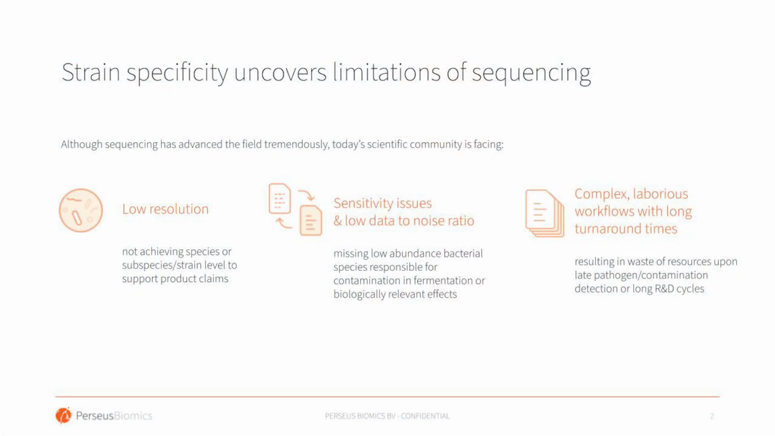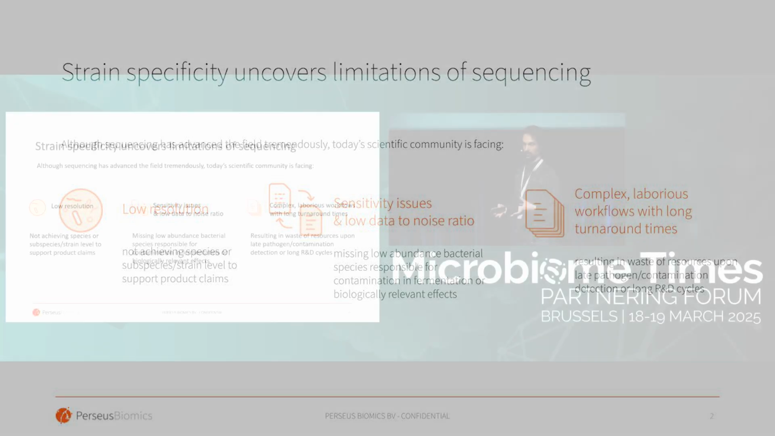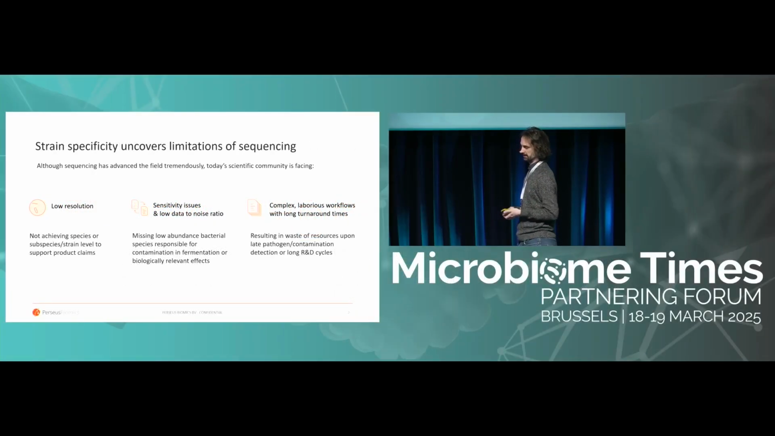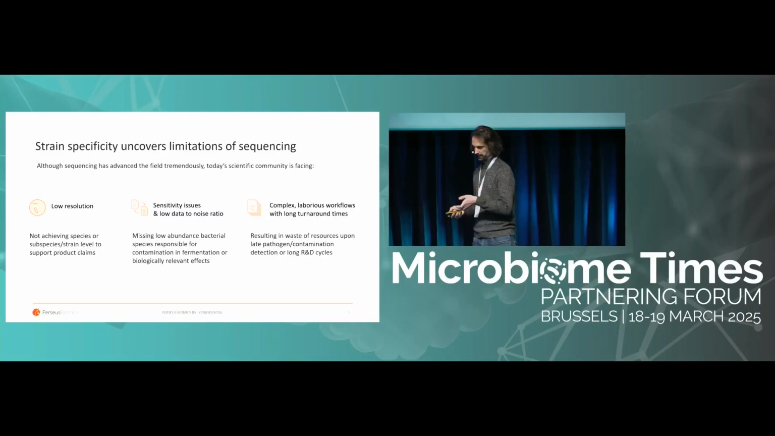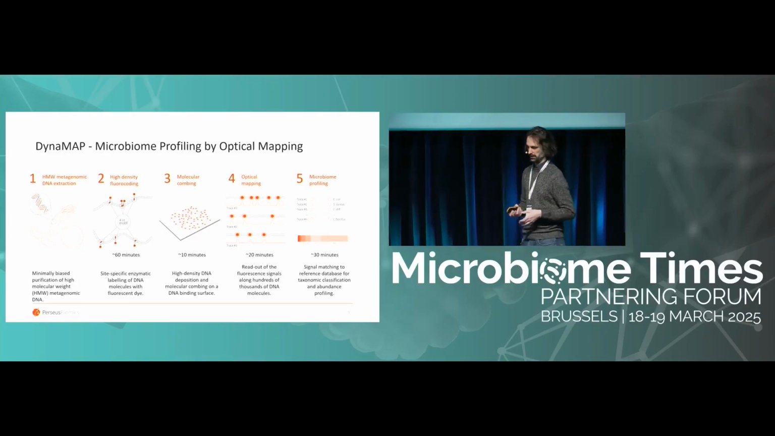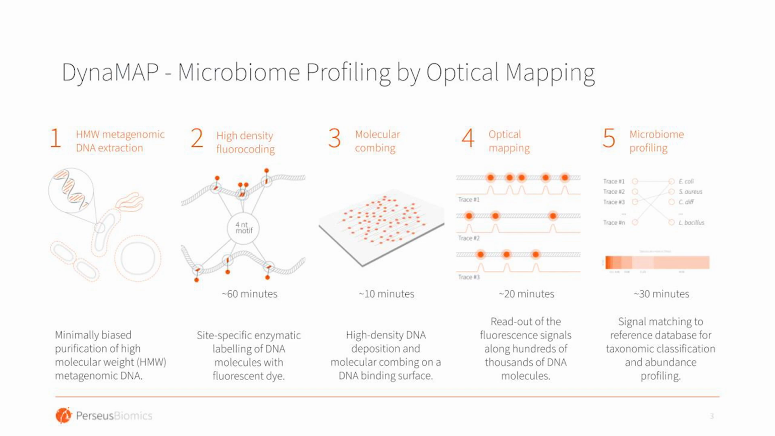And besides that, I'm sure everybody has faced sensitivity issues in detecting your strain of interest, but also high noise, so a low data-to-noise ratio, and basically low repeatability in your sequencing-based microbiome analyses. And on top of that, you're sometimes faced with complex and laborious workflows with long turnaround times. So in our approach, we follow these 5 steps. And the first step will, of course, not surprise you.